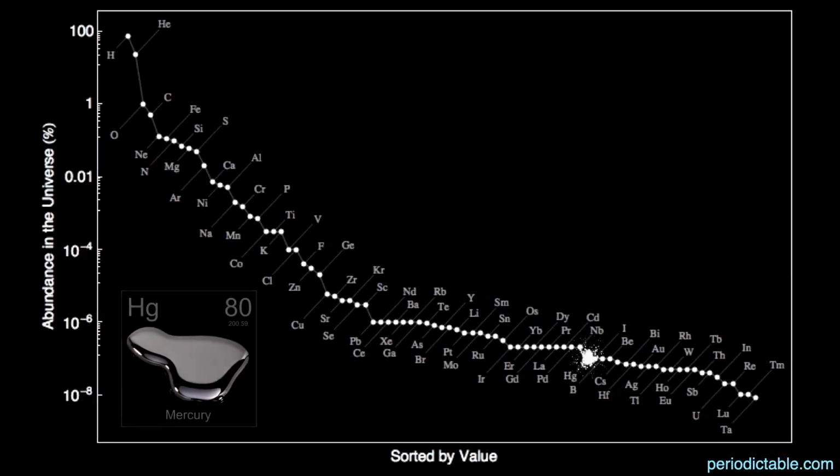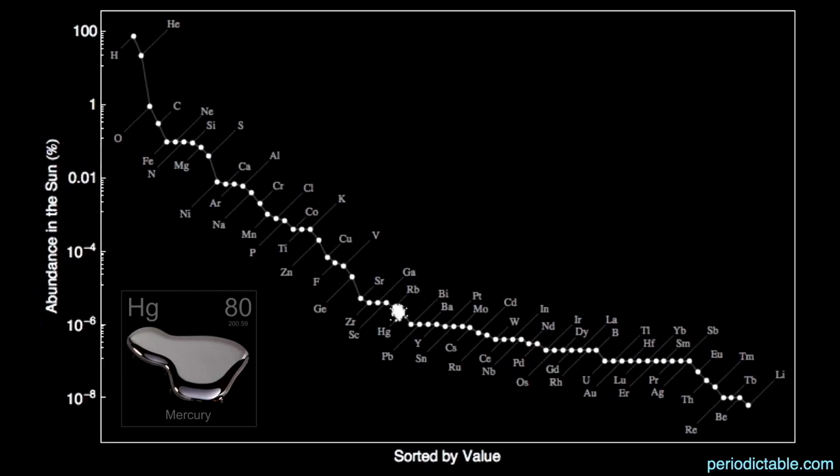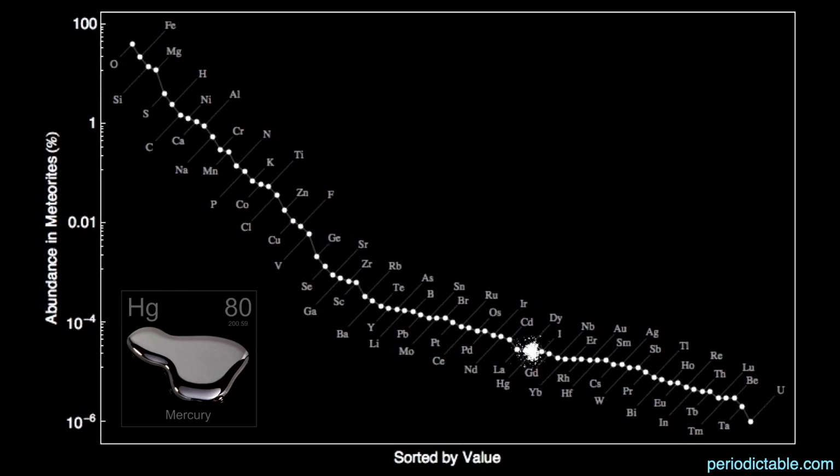The element mercury is not really common, coming in as the 61st most abundant element in the universe by mass, only 1 part per billion. 20 times as abundant in the Sun, it makes up 2 parts per 100 million of its mass and is the 33rd most abundant element there. It's the 51st most abundant element in meteorites at 2.5 parts per 10 million.